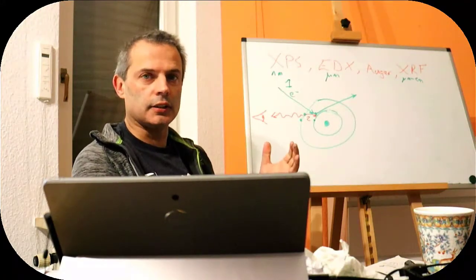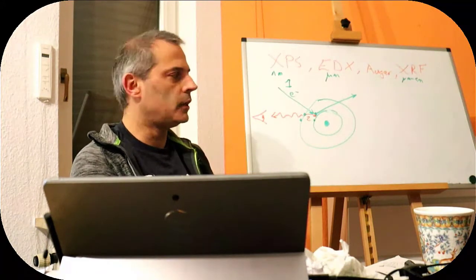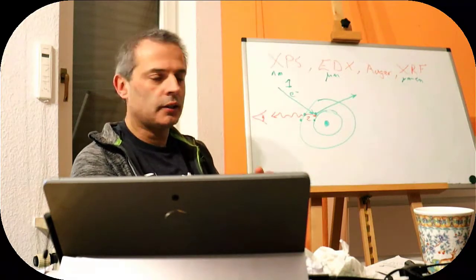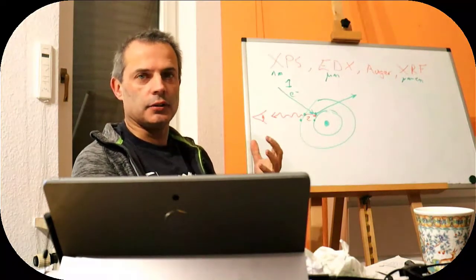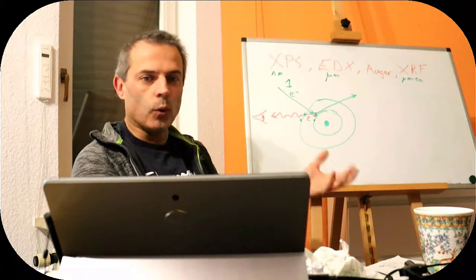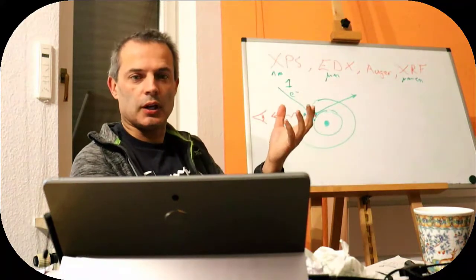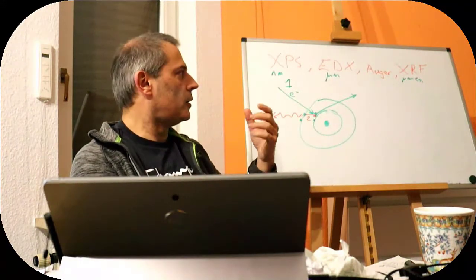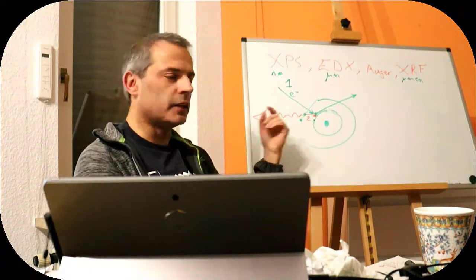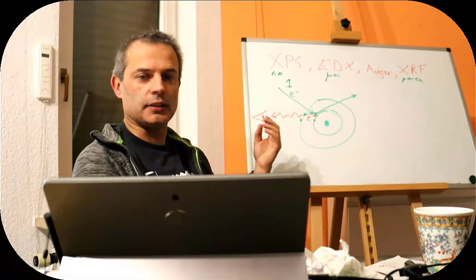EDX is an excellent technique for looking at things where we don't know what elements are in there, because it can identify them very well. It's very bad at identifying what they're connected to. So if we have an example of calcium carbonate or a calcium oxide with some carbon attached to it, in EDX it's hard to tell what we have. We can find out which elements are in there, but we can't tell which ones they're connected to.